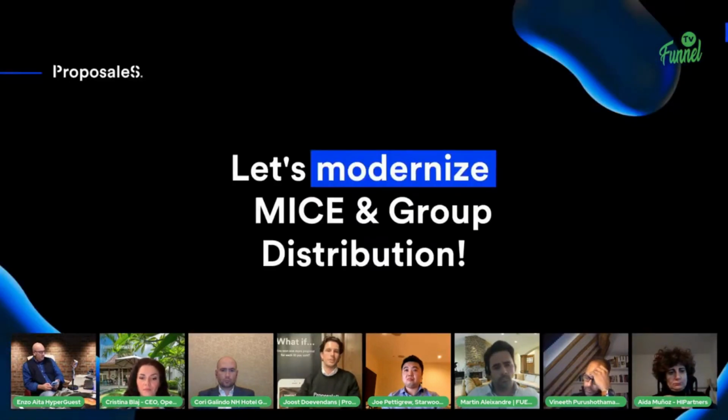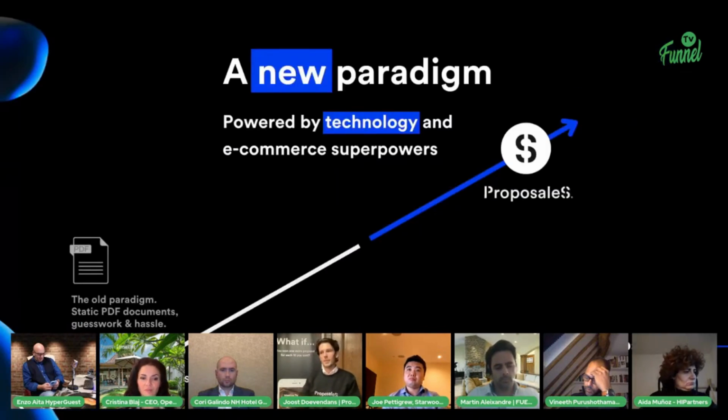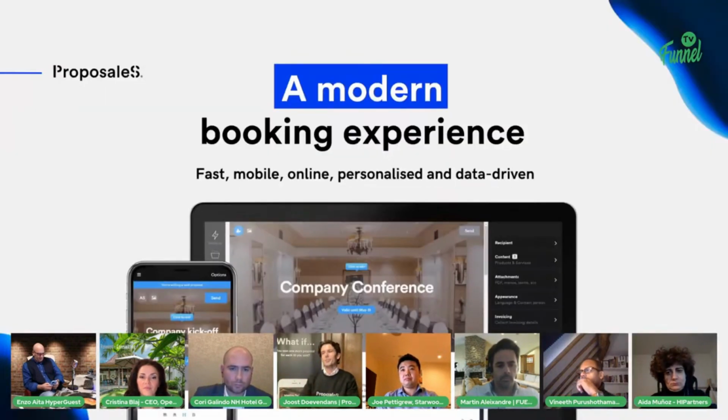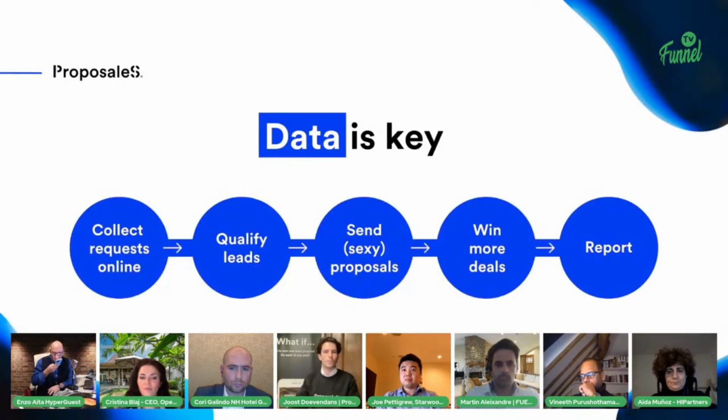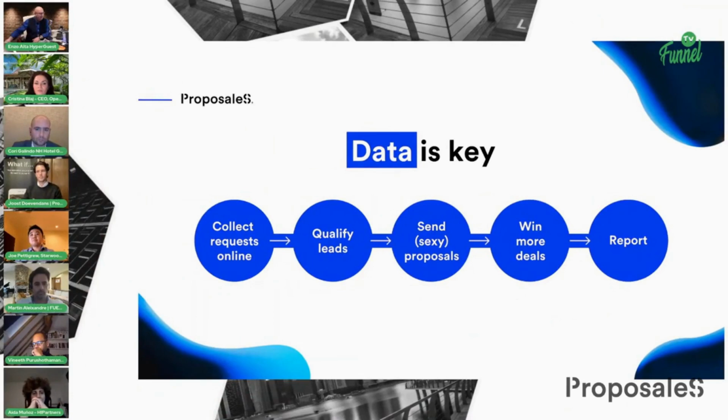So let's modernize MICE and group distribution and move away from MICE and group sales into distribution. And do that by moving away from PDF documents and static manual work into a new paradigm powered by technology and e-commerce superpowers, as we like to say. So move into a modern booking experience for your customer. And what is a modern booking experience? Well, it's fast, it's mobile friendly, it's online driven, it's data driven, and it's personalized. And that last element, data driven, is so important to make the other steps happen.